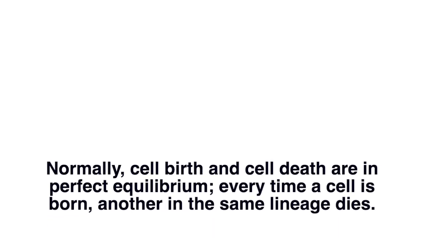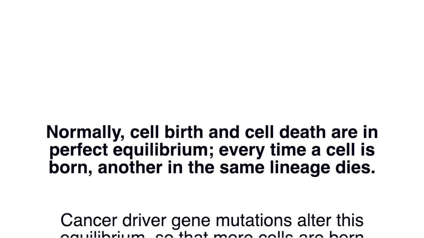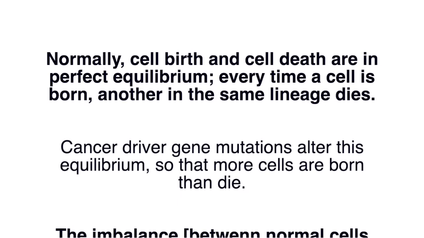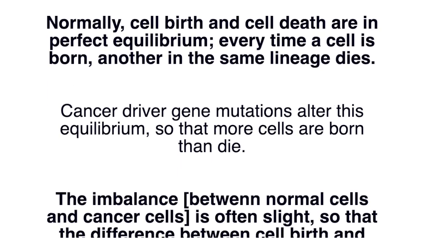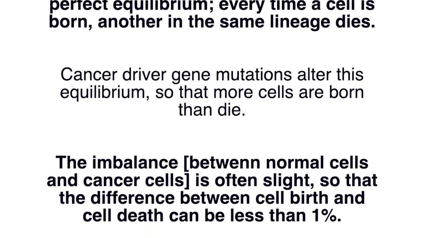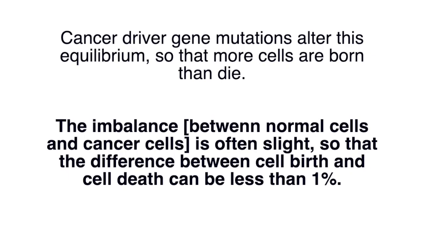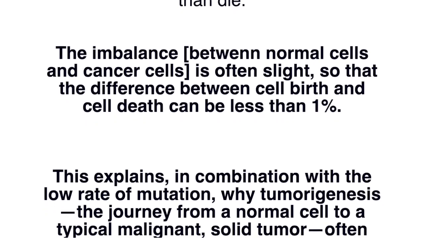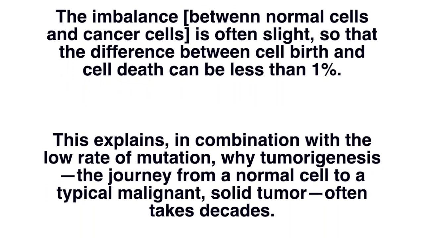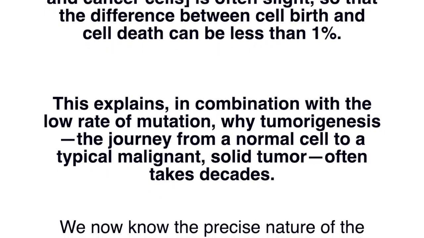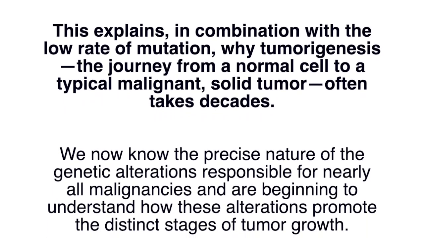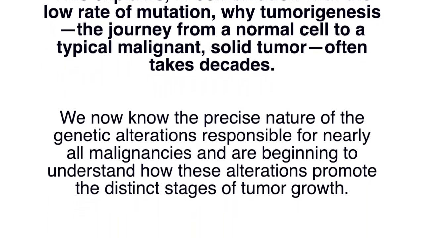Normally, cell birth and cell death are in perfect equilibrium. Every time a cell is born, another in the same lineage dies. Cancer driver gene mutations alter this equilibrium so that more cells are born than die. The imbalance between normal cells and cancer cells is often slight, so that the difference between cell birth and cell death can be less than 1%. This explains, in combination with the low rate of mutation, why tumorigenesis, the journey from a normal cell to a typical malignant solid tumor, often takes decades.